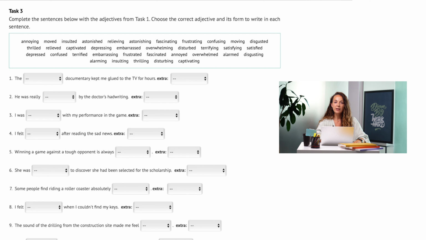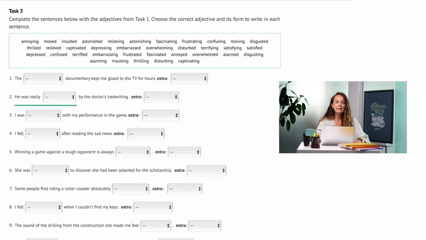This task is a bit trickier. Over here, we need to figure out which adjective to use in the sentence and choose the correct form. Let's check out one together. He was really blank by the doctor's handwriting. As you know, doctors are notorious for their illegible, it means you can't read it, handwriting.